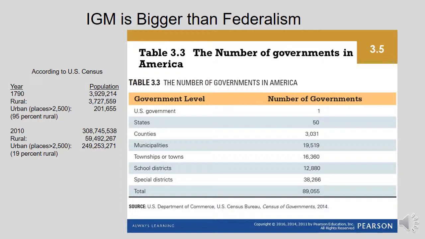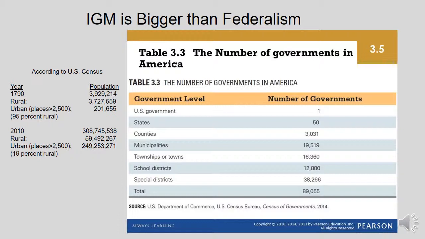But of those people, about 95% of the people in the United States lived in rural areas, and only about 200,000, so less than 5% of that nearly 4 million population, lived in what were called urban areas, and that was places over 2,500. There were only 24 of those places with over 2,500 persons in them. So most everybody was rural.